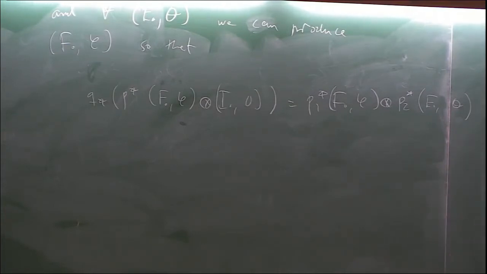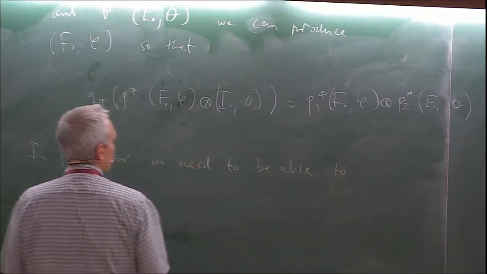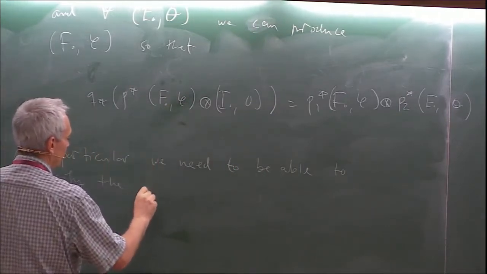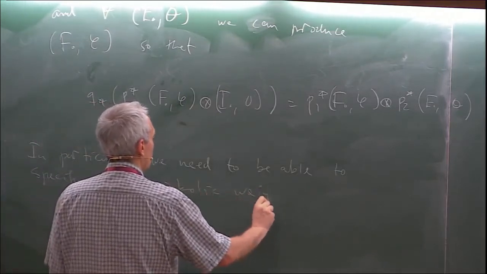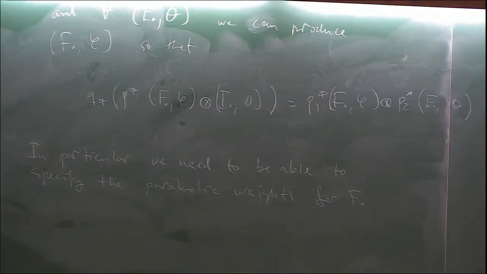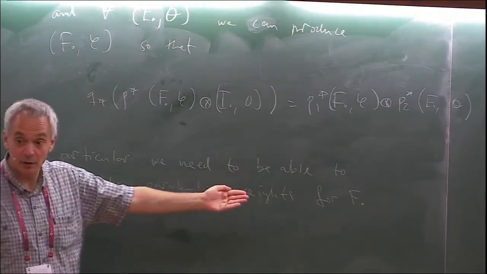Notice that there is a part of this problem which is purely numerical linear algebra, but it's kind of mysterious. So in particular, we need a map. We need to be able to specify the parabolic weights for F and phi. So the input data are the parabolic weights for the parabolic bundle on P1. And certainly we have to specify parabolic weights for a parabolic bundle on a surface.